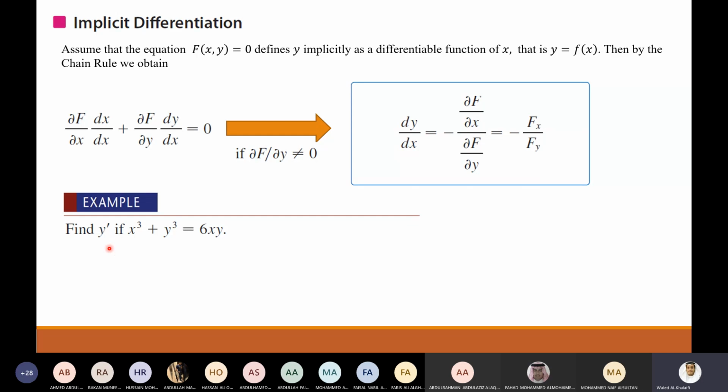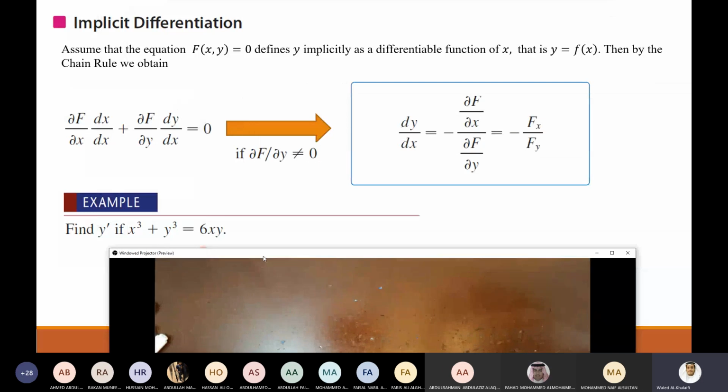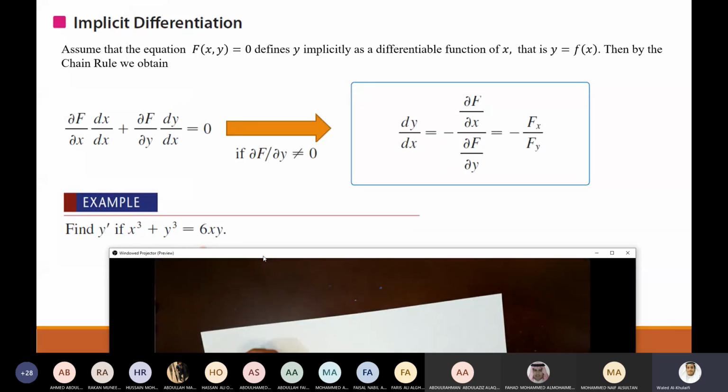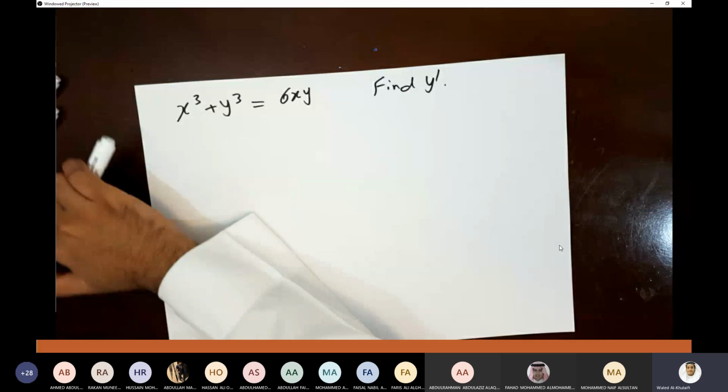So, for example, find y prime for this equation. Now, if you give it to a Math 101 student, he can do it his way. But let's do it our way now, a newer way. So let us find y prime. Let me write the equation: it equals 6xy, and he said find y prime. Okay, let me maximize this and let's do it.